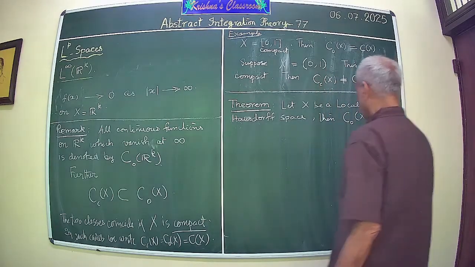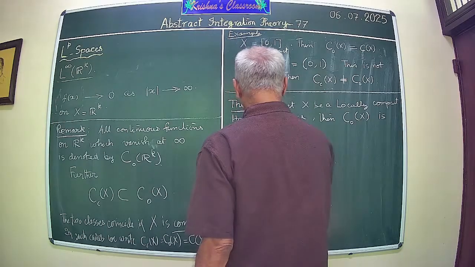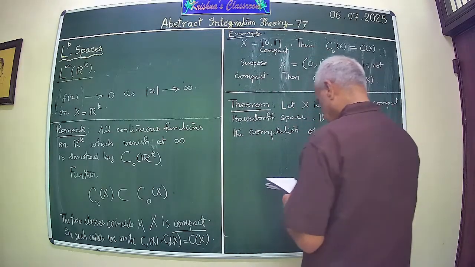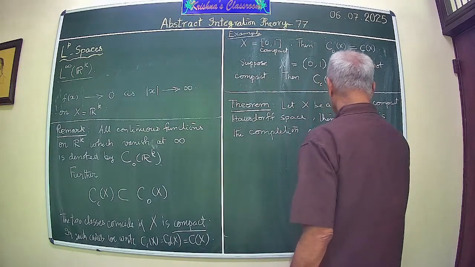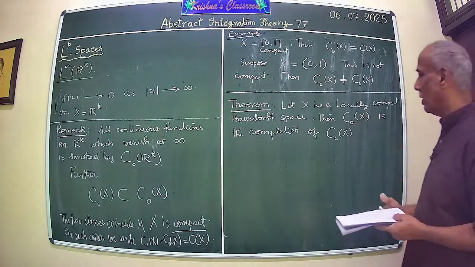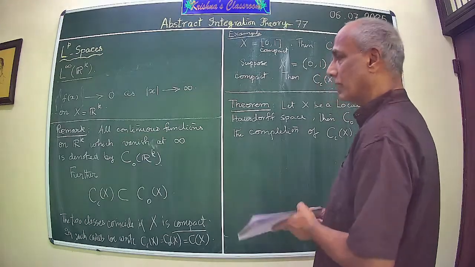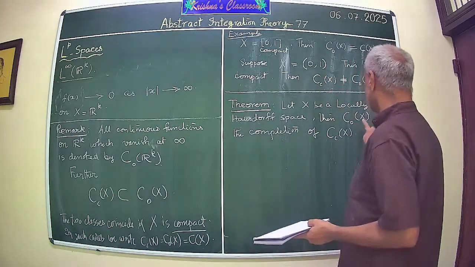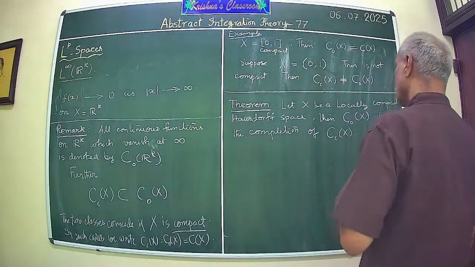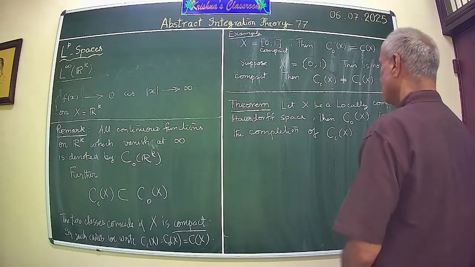is the completion of. We have seen an example where C naught x may not be L1x. That we have already seen with the case x is equal to Rk, right? Then with L infinity now, this is the case.